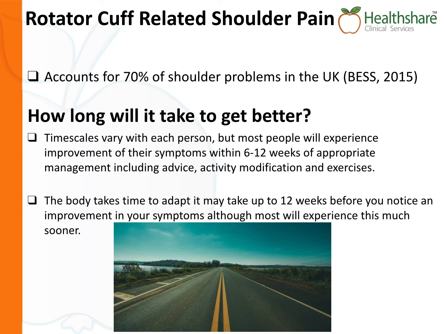How long it takes to get better varies from person to person, but we know that most people experience an improvement in their symptoms within a 6 to 12 week period of appropriate management, and that includes advice, modifying the way that we do things, and then trying to build that strength back up and restore the fitness of your tendon. Having said that, we know that the body takes time to adapt, and it might take up to 12 weeks before you start to notice a difference or an improvement in your symptoms with that progressive exercise program, and that's because that's how long it takes sometimes for us to get strength changes.